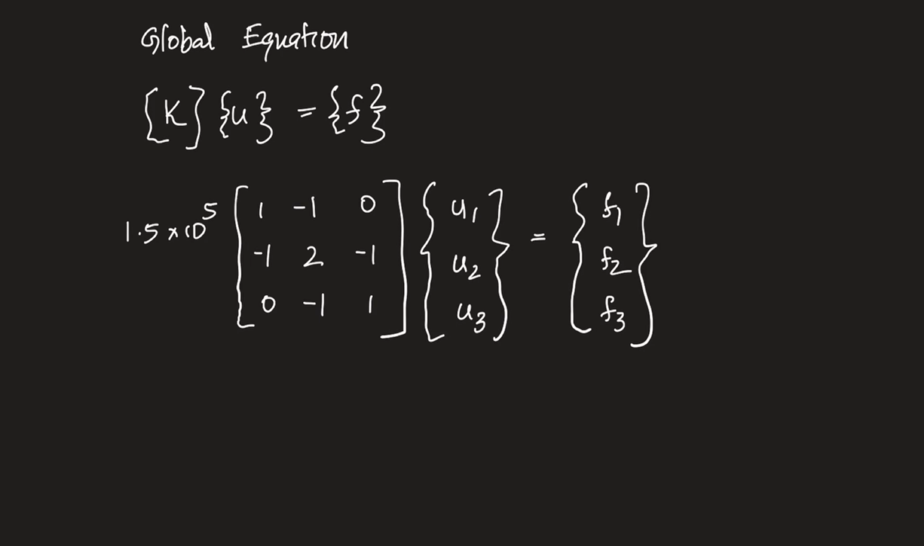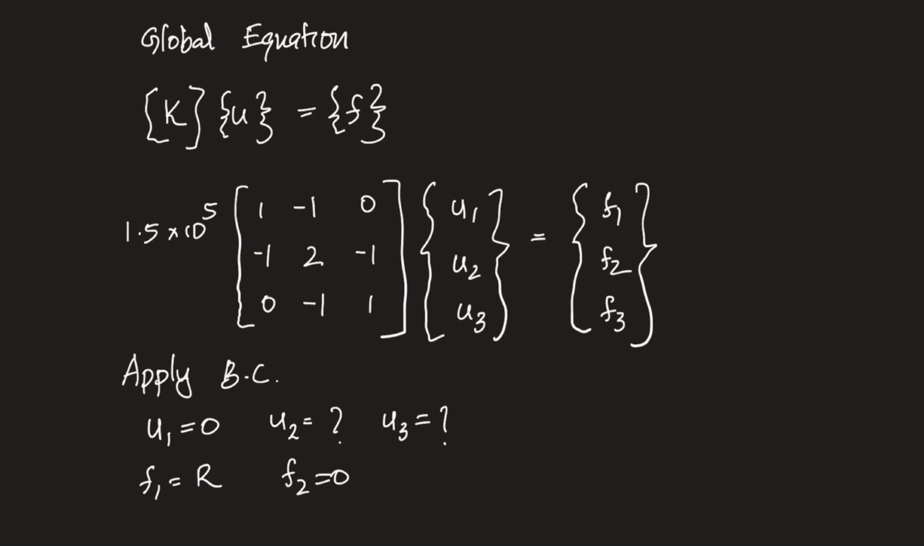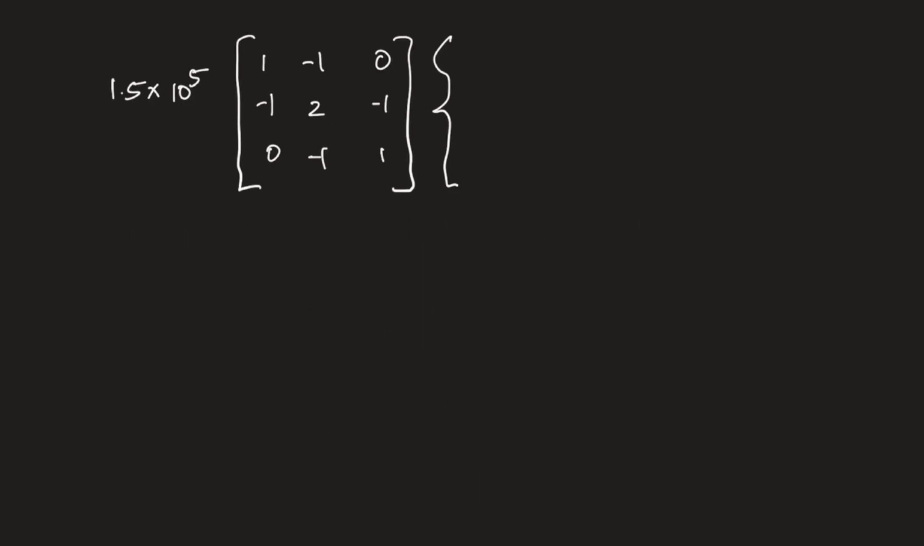Next step is to apply the boundary condition and substitute the load values. We have U1 equal to 0, and U2 and U3 are the unknowns. In forces, we have F1 equal to the support reaction R, F2 equal to 0 and F3 equal to 3 kilonewton. Now to substitute the values, we know U1 is equal to 0, we only have U2 and U3, and for the forces we have F1 equal to R, F2 equal to 0 and F3 equal to 3 kilonewton.